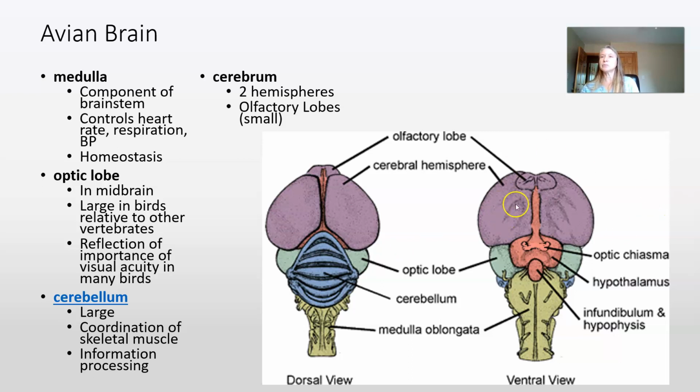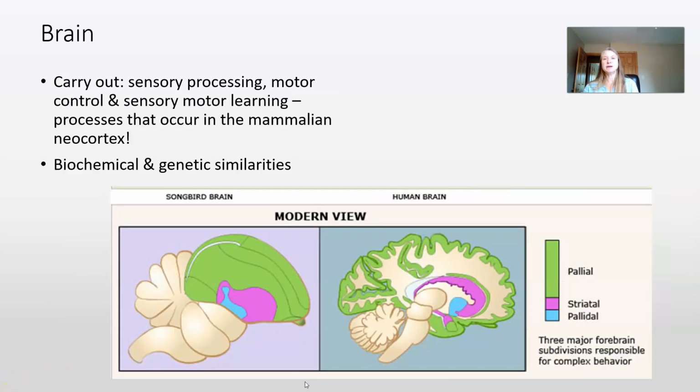The cerebrum, the cerebral hemispheres, this is where we think about all of our cognitive processing, our spatial and sensory integration. And this is also where our olfactory lobes are. And in birds, olfactory lobes tend to be small, and that's why they always thought that birds didn't have a very good sense of smell, which isn't so much accurate. But in general, that's what's in our cerebrum. Again, very simplified version. All right, so the brain, this is coming back to the Jarvis paper and talking about what we now understand better about avian brains compared to human brains.